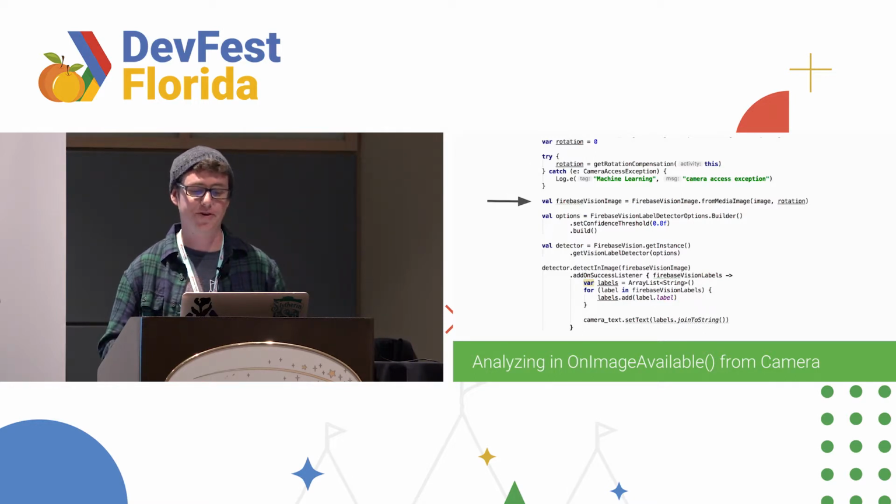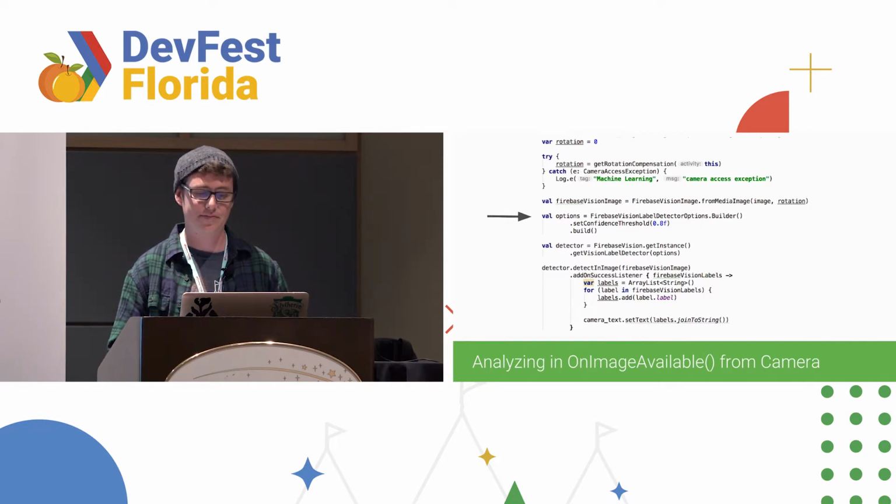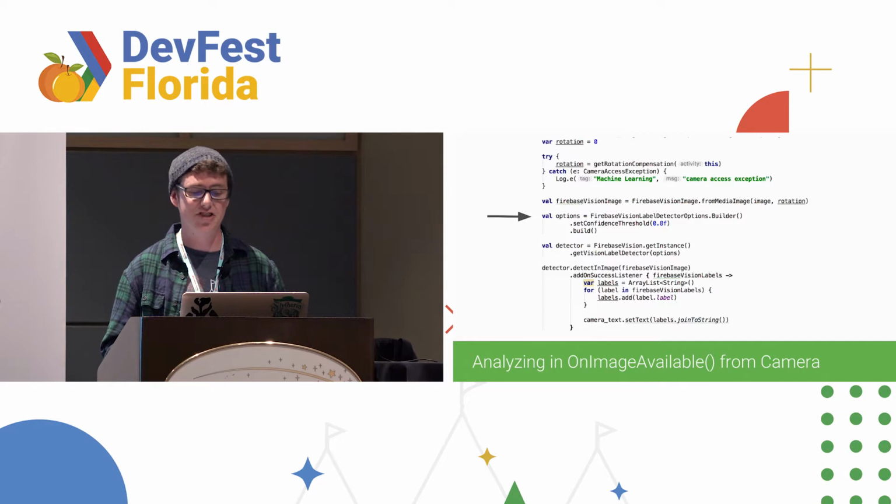Next, you'll need to convert your image into a Firebase Vision image object. While we are converting a camera image, the FirebaseVisionImage class contains multiple methods that can support creating images from a variety of sources, such as assets, input streams, and resource files. Once you have your Firebase Vision image, you can create an options object to customize how MLKit's API will work in your project. In this example, we're setting the confidence threshold for labels at 80%, so only labels that the API is fairly confident in will be returned to the application.